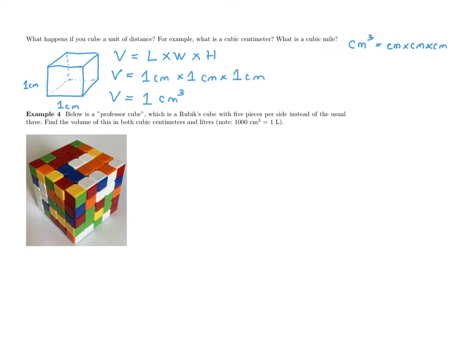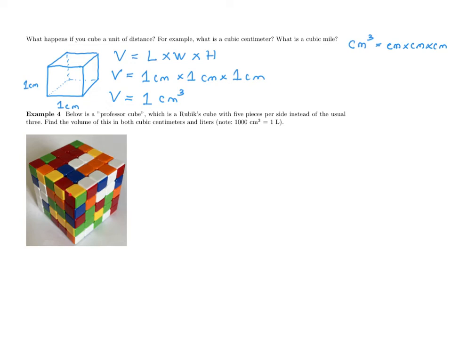Okay, so now that we've actually defined what it means to be a cubic centimeter, for example, how can you use that to determine the volume of other objects? We will explore this in example 4. Here I have a puzzle. It's known as a professor cube. It's essentially a Rubik's Cube. Instead of 3 by 3 by 3, it's 5 by 5 by 5, so a little bit more complicated than a Rubik's Cube. Now for this one here, each one of these individual cubes is actually a cubic centimeter.